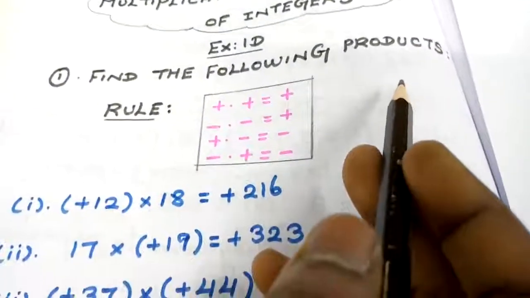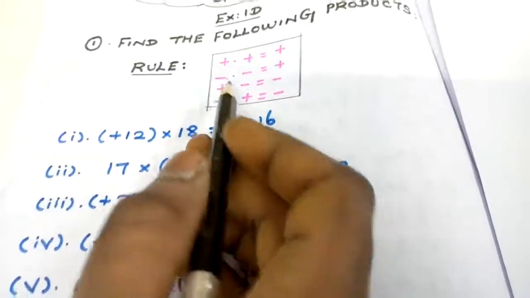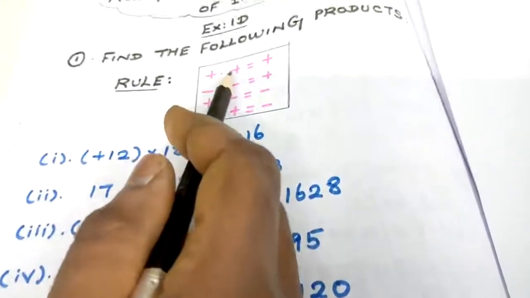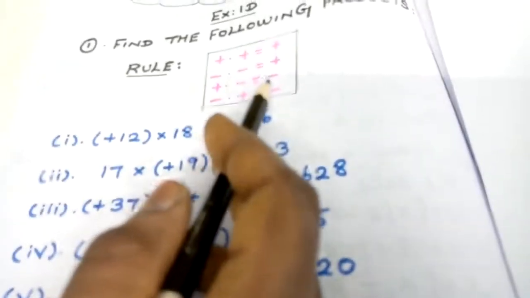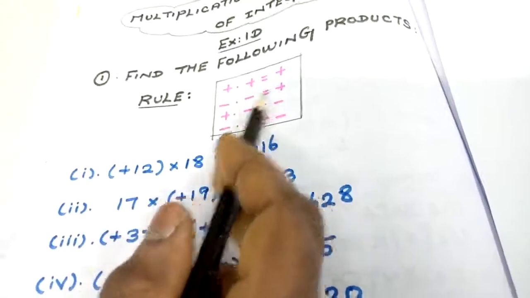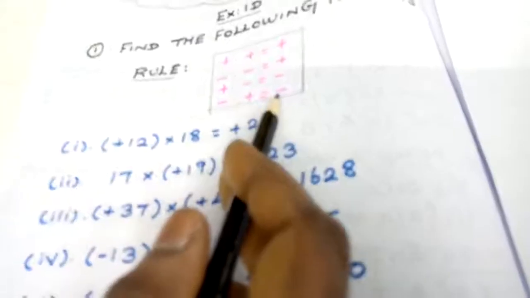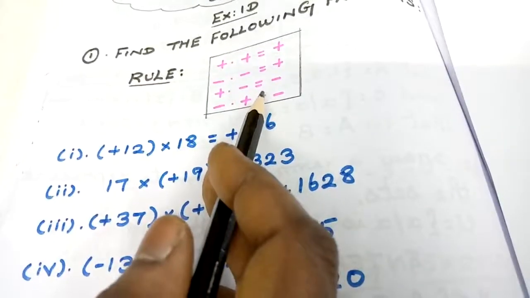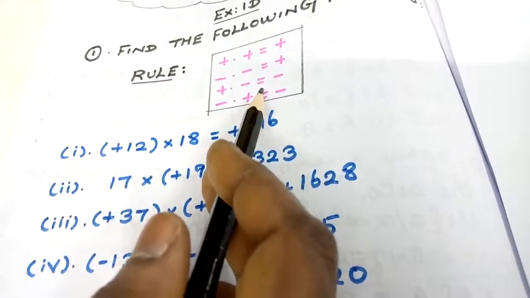Before starting with the multiplication, we should know the rule applied to the sign. If both the signs are the same, you are going to get positive. If they are different, it is going to be negative. That is, plus into plus is plus, minus into minus is plus, plus into minus is minus, minus into plus is minus. This is the main idea of the sign rule that we are going to apply here, students.